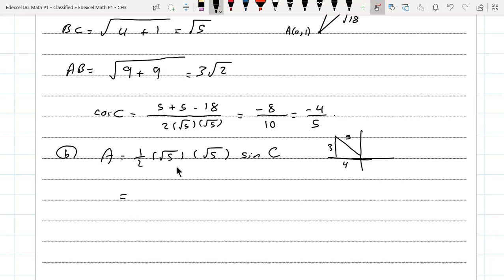So the area will be root 5 times root 5, 5, it will be half times 5 times 3 over 5, which finally be 1.5 squared unit, okay?